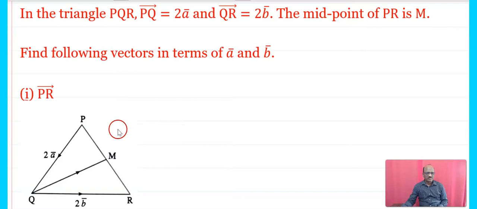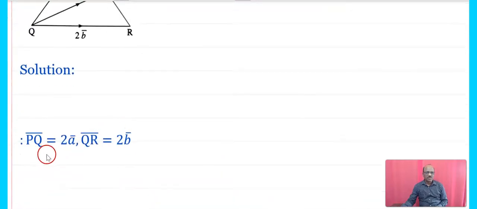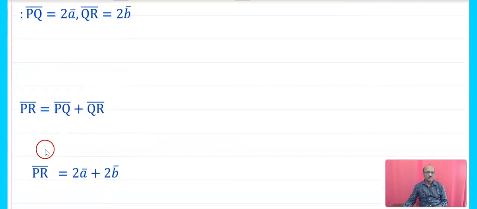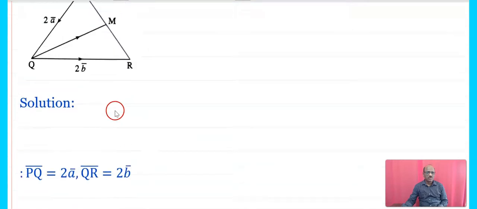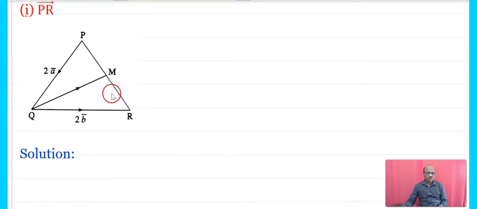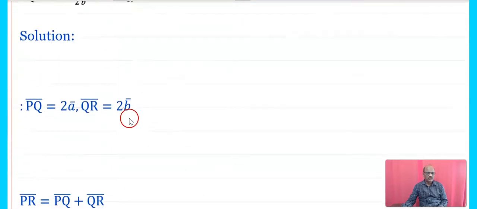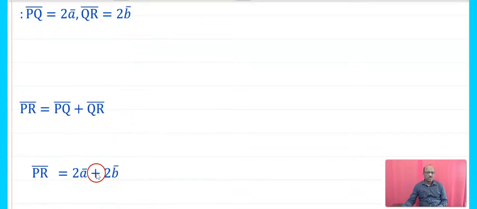First is PR bar. PQ bar is equal to 2a bar and QR bar is equal to 2b bar. Therefore PR is equal to PQ plus QR. PR bar is equal to P to Q and Q to R. That is nothing but PR, 2a bar plus 2b bar.